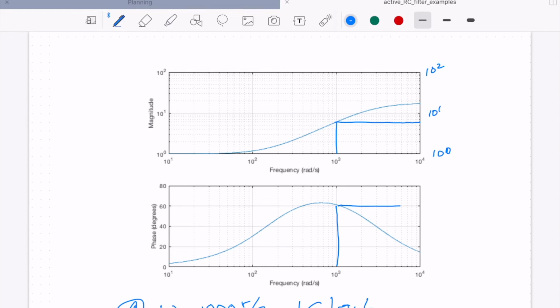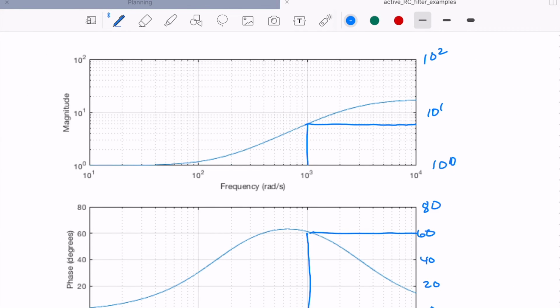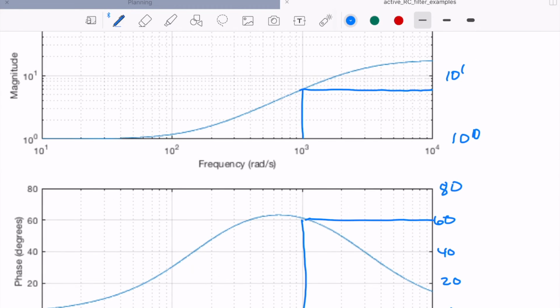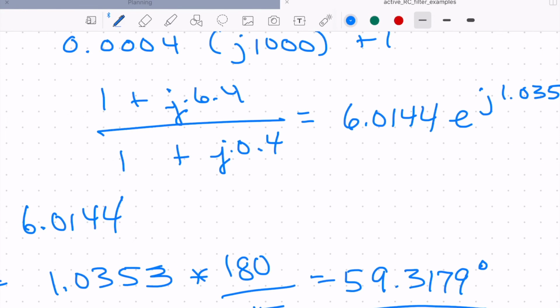now this one is semi-log. So on the side we have 0, 20, 40, 60, 80. I'm just copying from the other side so I can read, and it looks like it's about 60 degrees. If I were looking more closely, I might see that I'm a little bit off there, but it's going to be close to 60 degrees. And in fact, what I got was 59-ish.